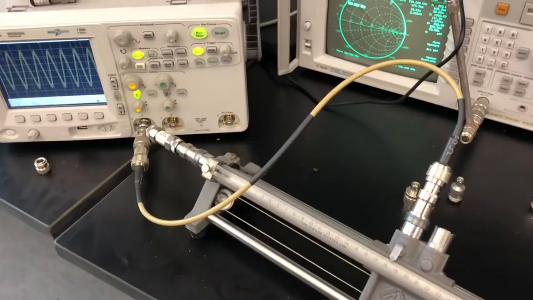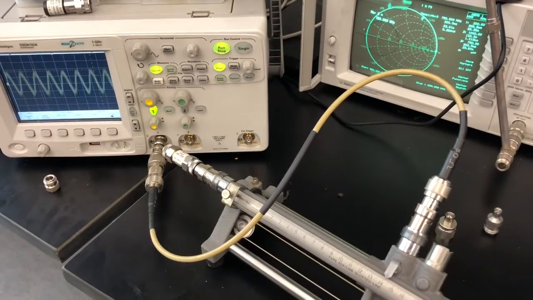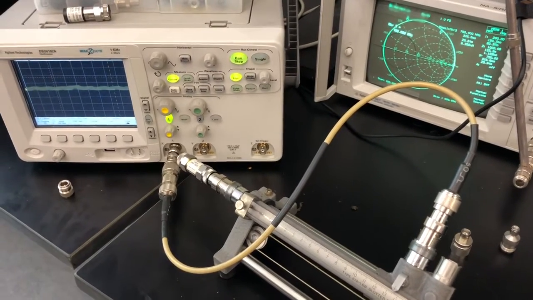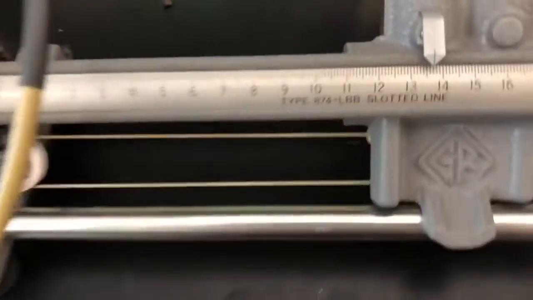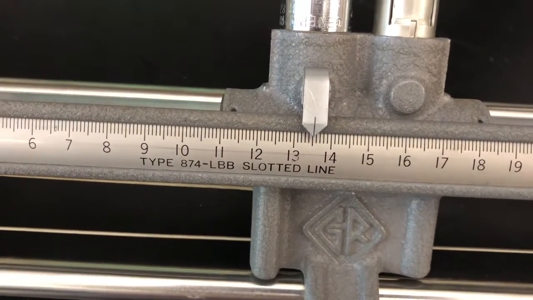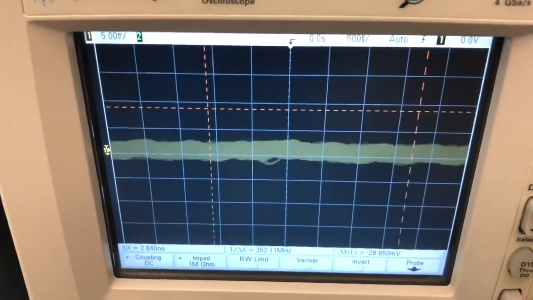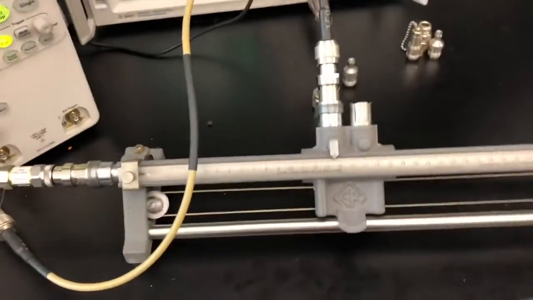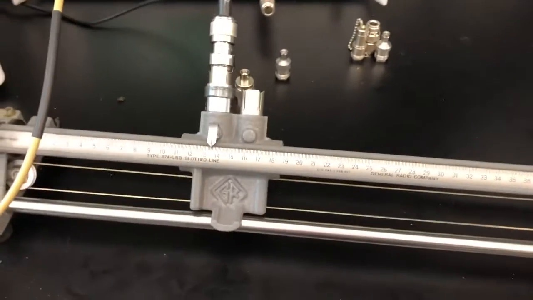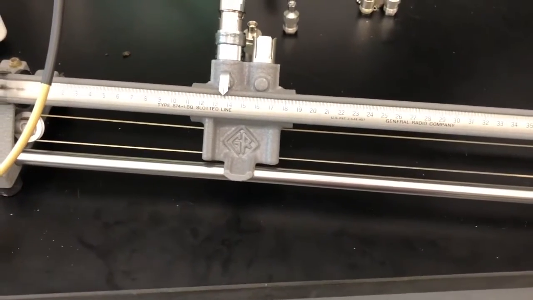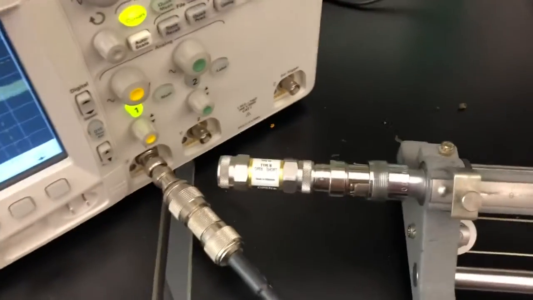Let's check it out. Here is 13.5, and that's what I'm saying. This is 13.5, and here it is, this is the minimum. So that is the concept of wavelength, quarter wavelength, and switching between loads.